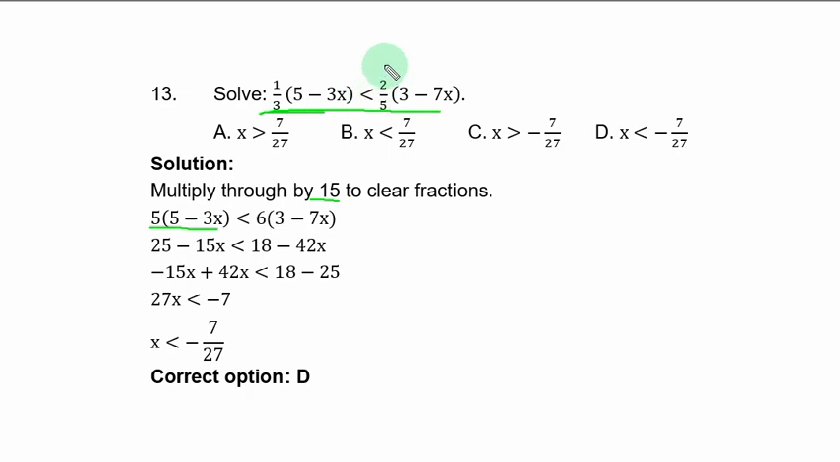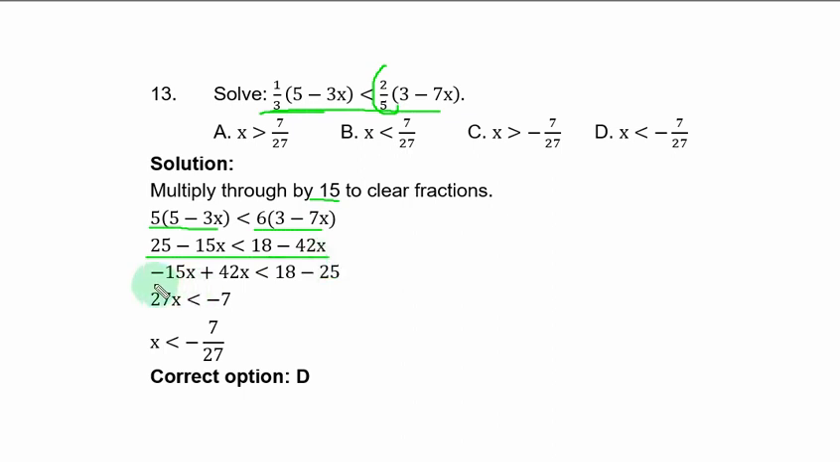You multiply the other side by 15. If you divide 15 by 5, you have 3. 3 times 2 is 6. So you have 6. Multiply the terms in the bracket. If you open the brackets with 5 and 6 respectively, you have 25 minus 15s less than 18 minus 42s.